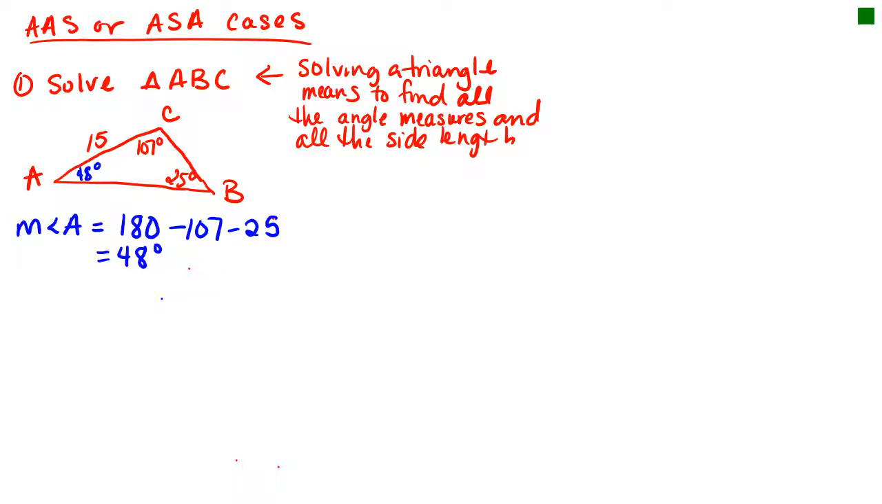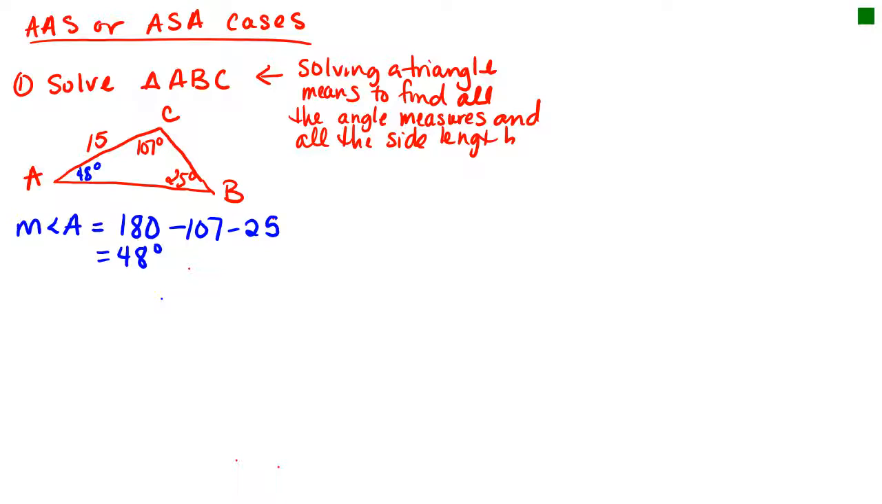Okay, so now we're going to find the missing sides. The reason why I can use the law of sines is because I'm given a side. I'm given one side and two angle measures. Then I can use the law of sines.